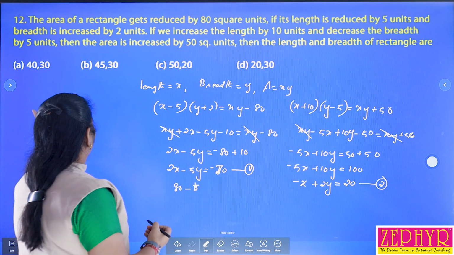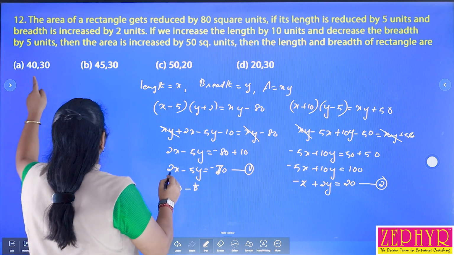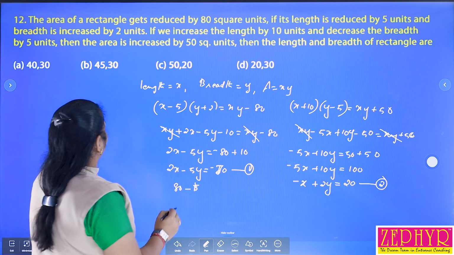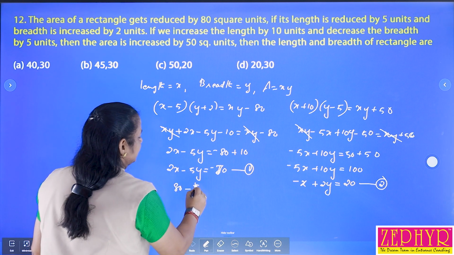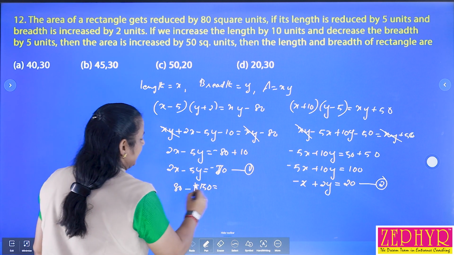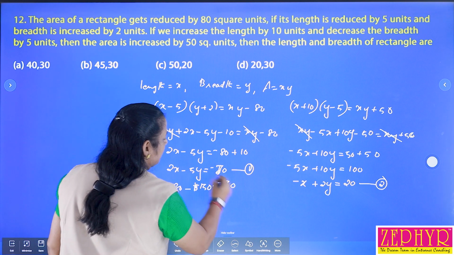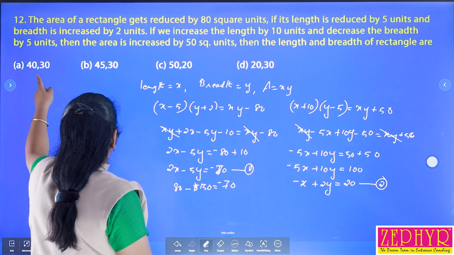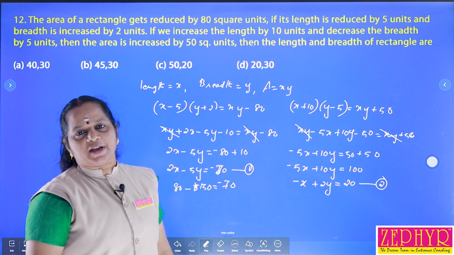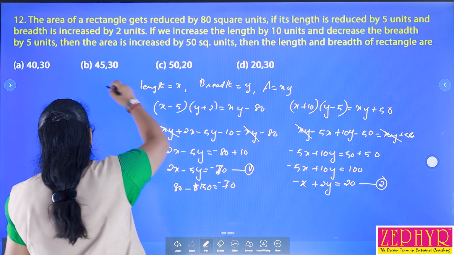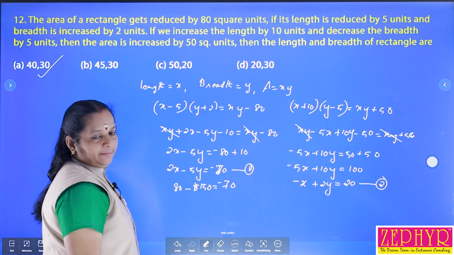Okay, we substitute the values of the options here. The first option is 40, 30. Length is equal to 40 and breadth is equal to 30. 2 into 40, 80, and this becomes 150. 80 minus 150, it is minus 70. Again, we put these values 40 and 30 into this equation also. It satisfies both equations and we got the values as 40 and 30.